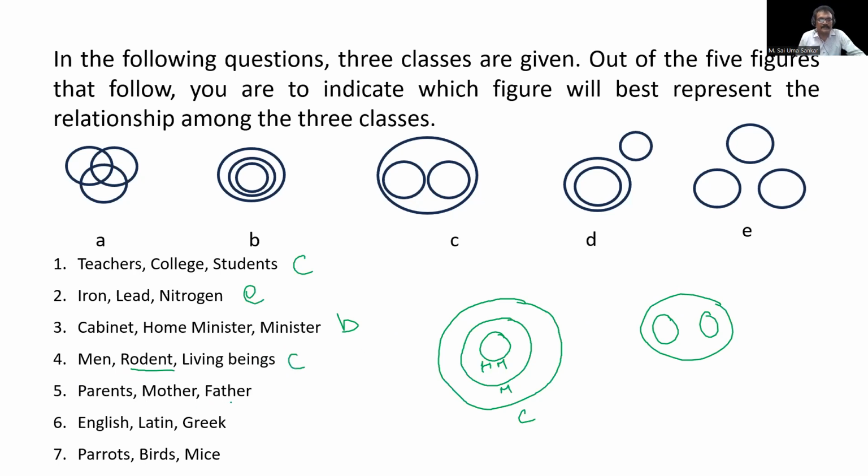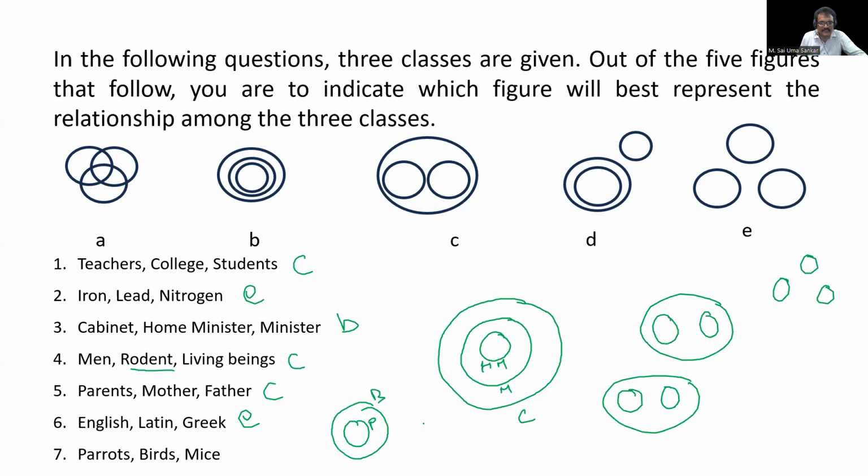Next, parents, mother, father. Mother is different, father is different, but these two are parents. So what is the answer? Option C. English, Latin, Greek. English is one language, Latin is another language, and Greek is another language. So what is the answer? Option E. Parrots, birds, mice. All parrots are birds. And what is the mice? Mice is different. So what is the answer? Answer D is the correct answer. So it's very simple, but at least one question will be asked in any prelims exam.